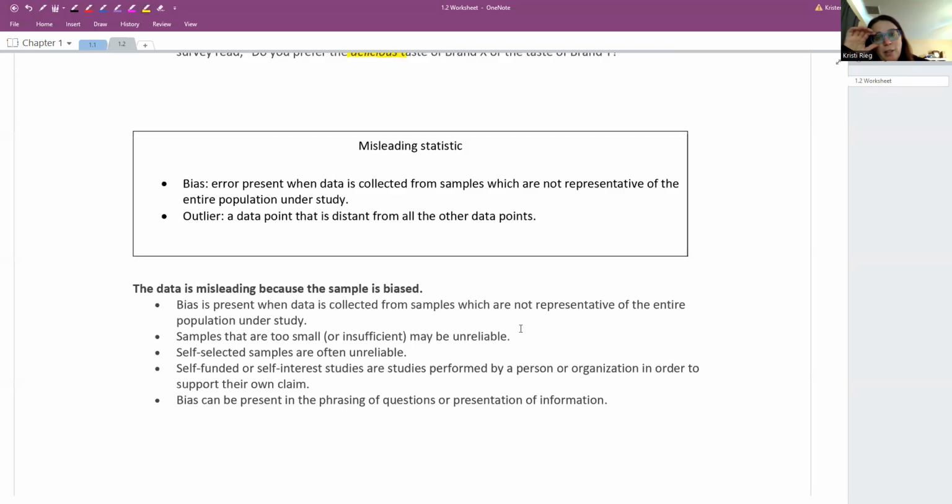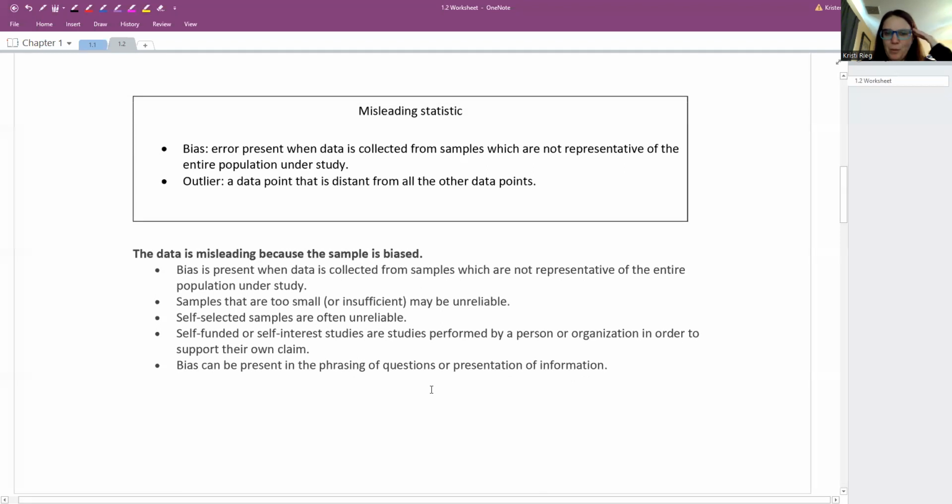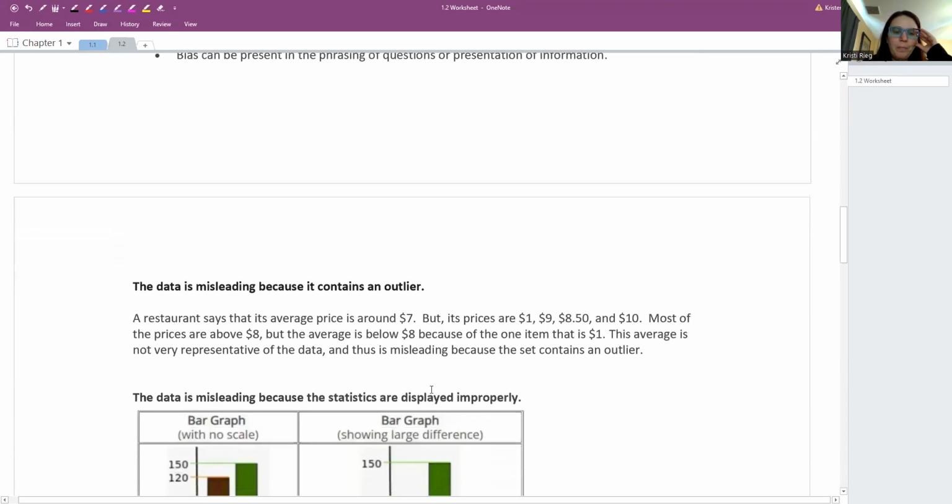Self-selected samples are often unreliable. For example, who wants to complete this survey? Well, you chose to complete the survey, therefore you're self-selected. It's not necessarily representative of the population. A good example of this would be American Idol or Dancing with the Stars or anything where people at home choose to vote. That's self-selected. Bias can be present in the phrasing of the questions. We just did that before. Do you prefer the delicious taste of this or that? That can also lead to bias.